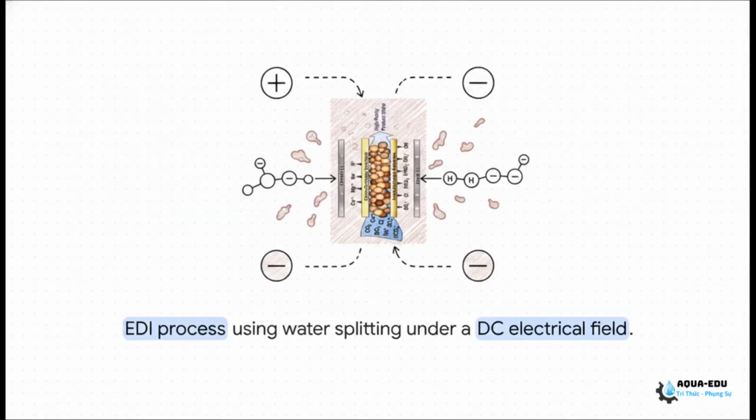And this is exactly why EDI is such an elegant technology. Inside the module, you've got ion exchange resins sandwiched tightly between ion-selective membranes. Under a DC electrical field, this incredible process called water splitting happens. The electrical current literally tears water molecules into hydrogen and hydroxyl ions, which then continuously regenerate your ion exchange resins. Because it's constantly refreshing itself, it can continuously pull out those stubborn, weakly ionized species, like silica and carbon dioxide, without ever needing to take the system offline for hazardous chemical regenerations.